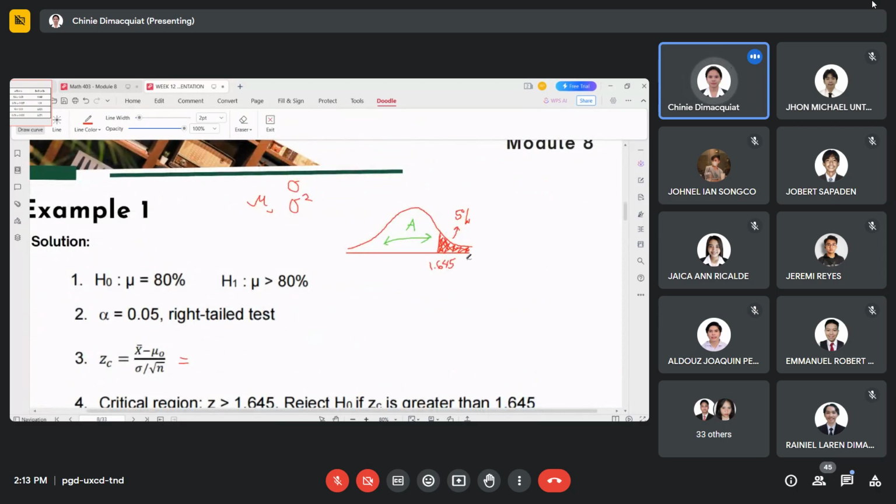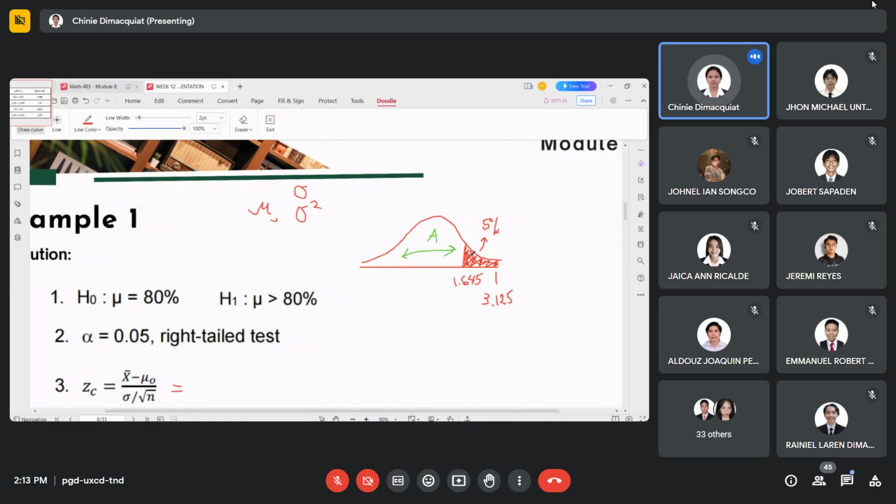Di ba dito? Let's see, nasa part na to, 3.125. Ayan. So, kung makikita nyo, si 3.125 ay under nitong shaded region natin and under siya ni rejection region. So, therefore, kailangan nating i-accept or i-reject yung ating null hypothesis. Since 3.125 ay nandito, ano po ang ating gagawin? Accept or reject? Reject po. So, kailangan nating i-reject yung ating null hypothesis.